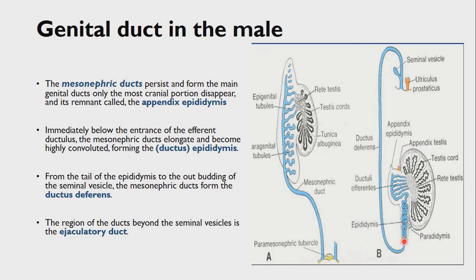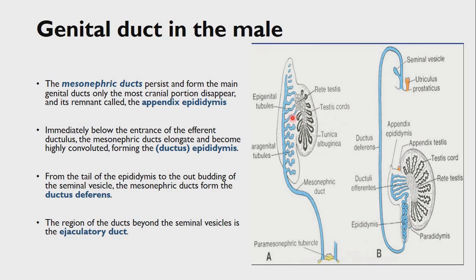Now from the tail of epididymis, the mesonephric duct will pass here, you can see, up to the area where there is outbudding of the seminal vesicle. There will be formation of the ductus deferens or vas deferens. The region of the duct beyond the seminal vesicle is called the ejaculatory duct.